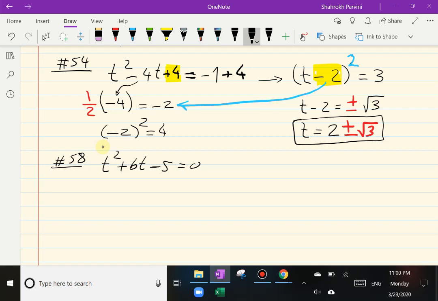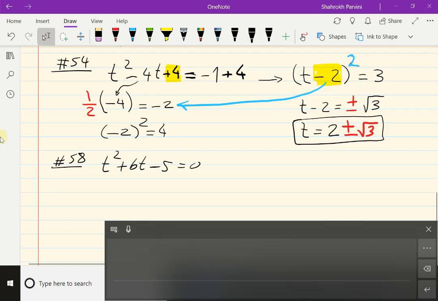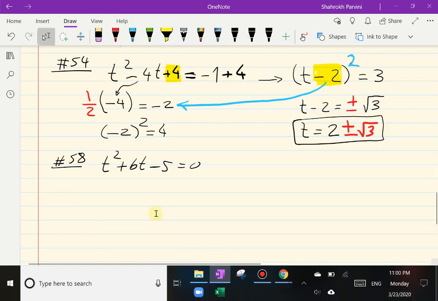Now, in number 58, notice we're given a negative 5 here, right? That's this negative 5 right in here. So when we start these equations, we don't need the constant that's on this side. Okay, we're going to create our own constant. Remember, we're going to create a perfect square trinomial. So what I'm going to do first, I'm going to move negative 5 to the other side. That's going to become 5. Or you can think of adding 5 to both sides of the equation.